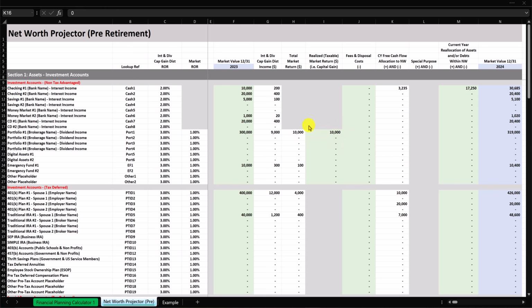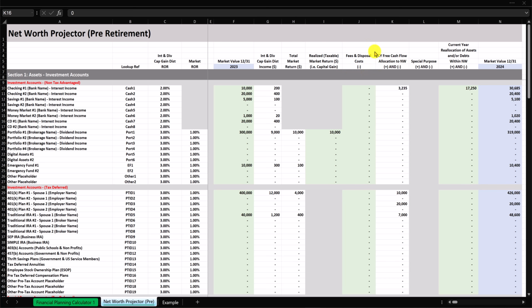So let's put this one on the back burner for the moment until we get the cash flow projector built out, and then we will trace this all the way from here through the cash flow projection, through the capital gain getting taxed, and then having the remaining free cash flow after tax come back here into the net worth calculation. Okay, the next column here is the cost of fees and disposals.